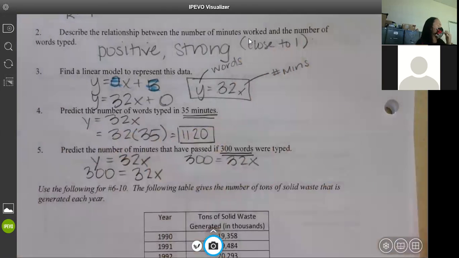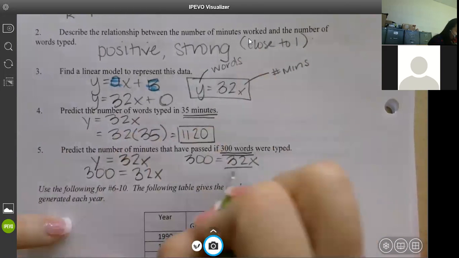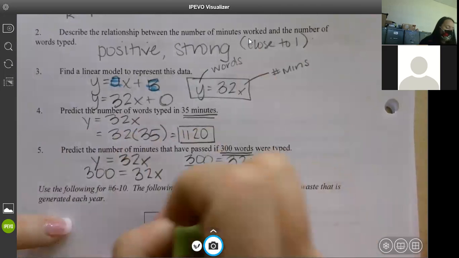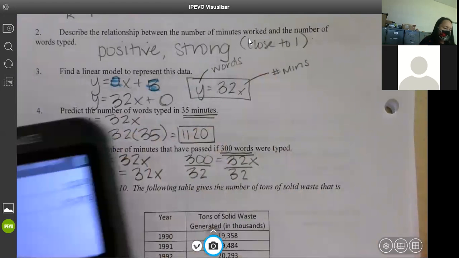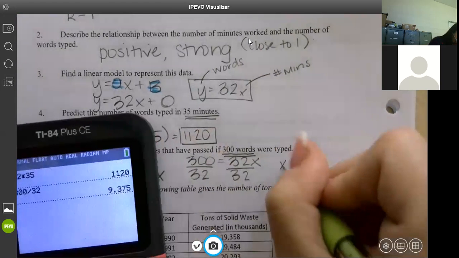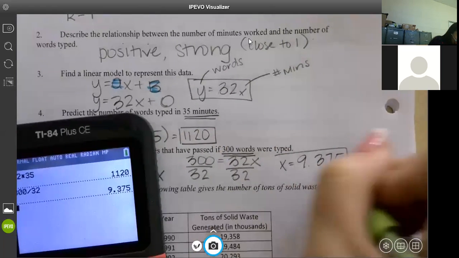How do we solve for X? How do we get rid of the 32? Divide by 32. You can put that in your calculator, 300 divided by 32. And that's it.